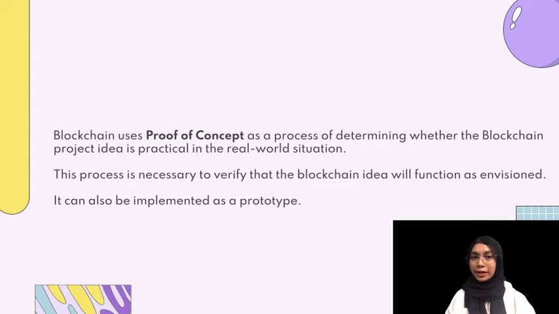And last but not least, I am going to talk about proof of concept. Proof of concept is used in blockchain as a process of determining whether the blockchain project idea is practical and will be useful in the real-world situation. Proof of concept process is very much necessary in order to verify that the blockchain idea will function as envisioned. Proof of concept can also be implemented as a prototype.